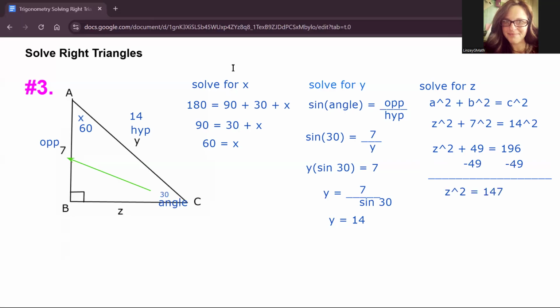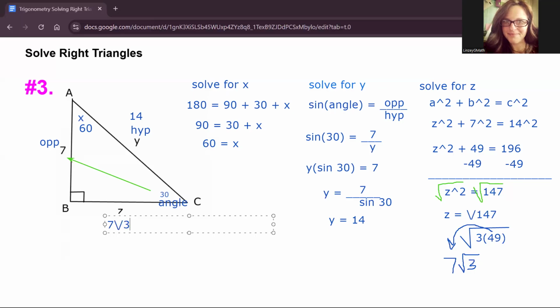And then we'll take the square root. Now, I would like to leave this in radical form. Z is equal to the square root of 147. I want to simplify the square root of 147. We can rewrite the square root of 147 as the square root of 3 times 49. And now 49 is a perfect square. We can take the square root of 49 out from underneath the square root, and we get 7 square root of 3. So our last side, z, is 7 square root of 3.